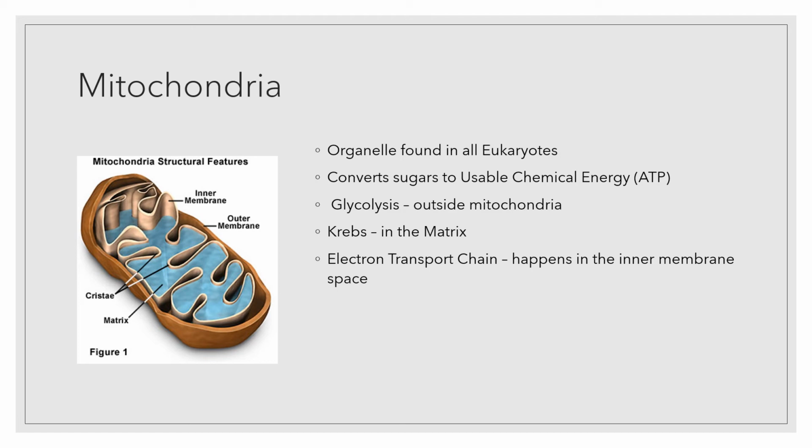So let me draw that. So the matrix is this nice blue area within. That's where the Krebs cycle occurs. And then the electron transport chain happens in the inner membrane space. So it kind of just happens like within these folds. Not quite outside the folds, not inside the folds in the matrix, but it happens within these folds.